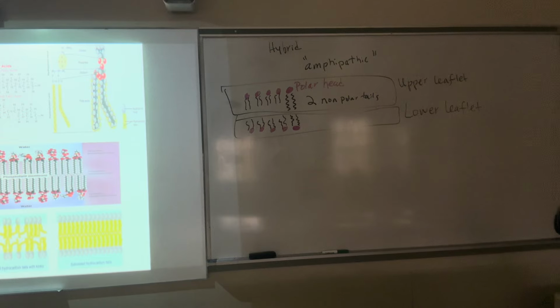Do you see? This is my upper leaflet with one polar head and two tails, and this is the bottom leaflet with a polar head and two tails. Is that clear? And you have two of them, and you see that they are moving, they're shaking, and you need to also be able to tell two non-polar tails, one polar head.